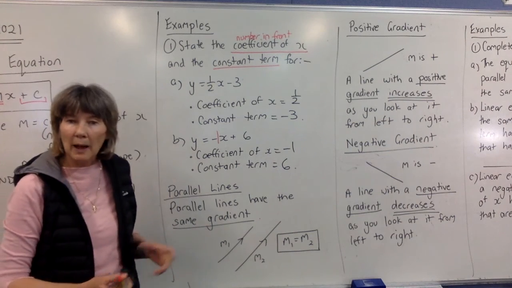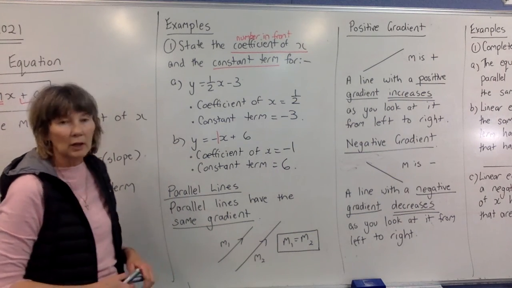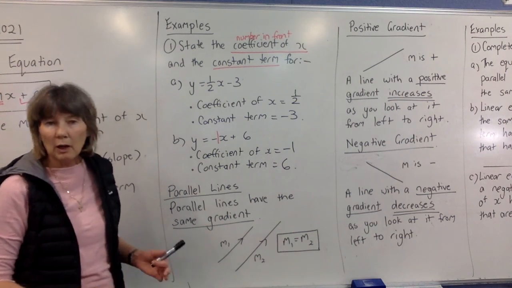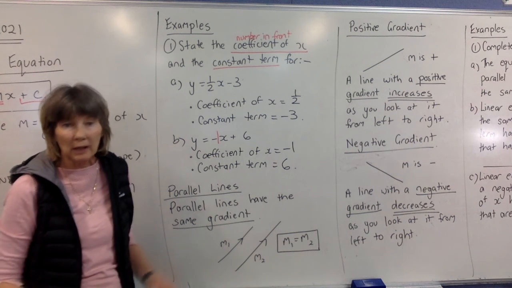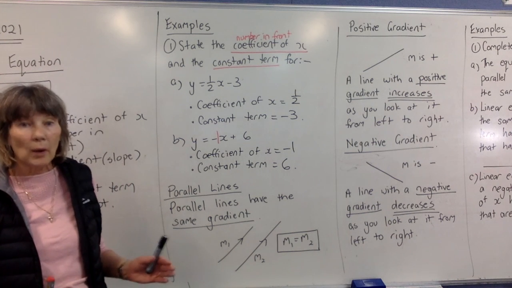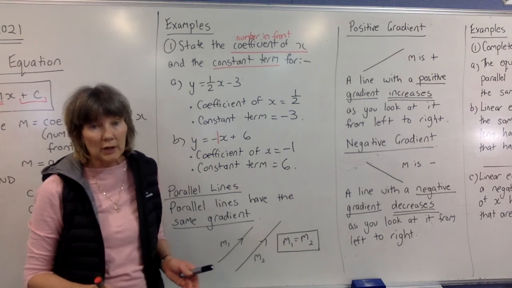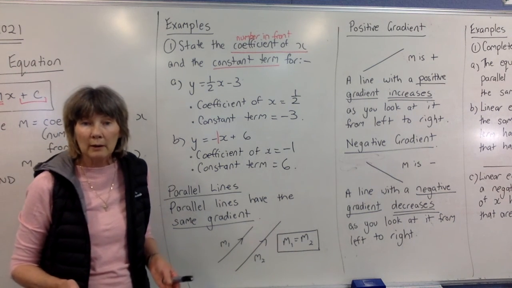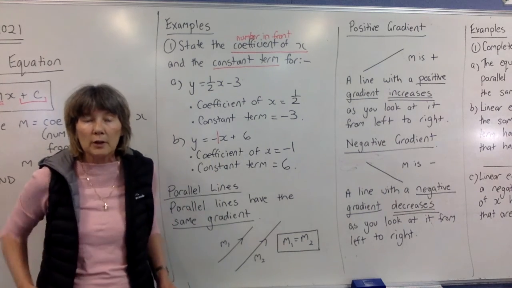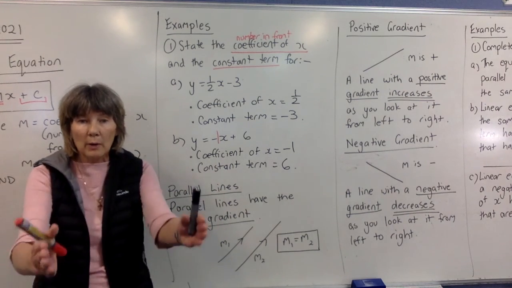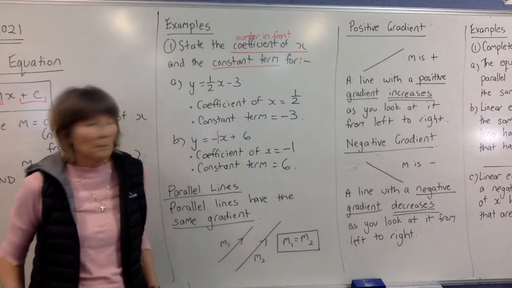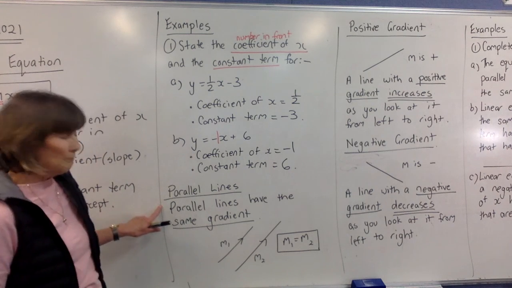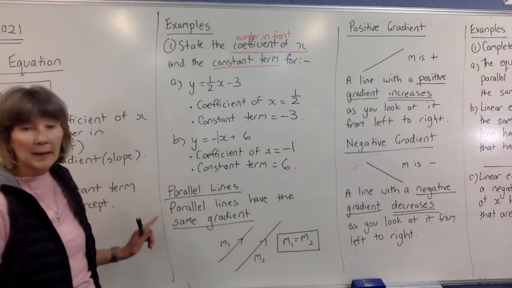Okay, now the next part of the work, we're looking at parallel lines. So parallel lines, you've seen those before in parallelograms. Anything where the lines go forever and never touch each other are parallel lines. So if you look at a railway track, the two lines on either side of the railway track are parallel. Okay, so parallel lines have the same gradient.